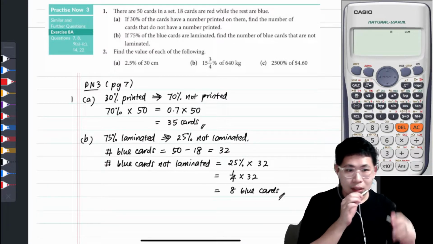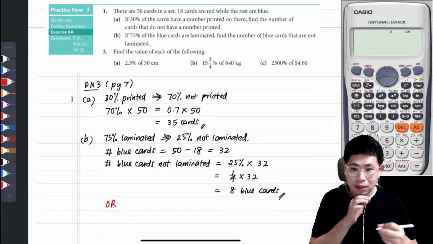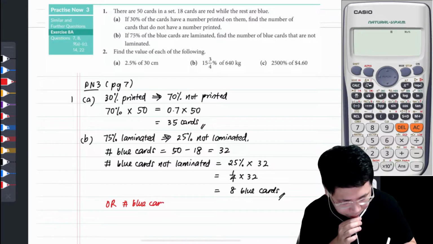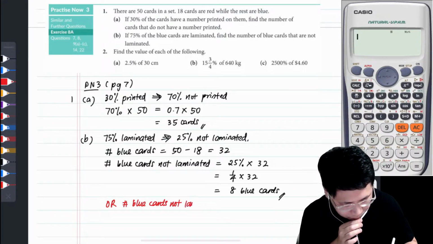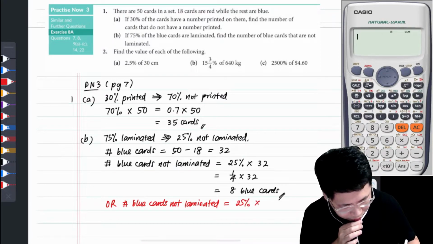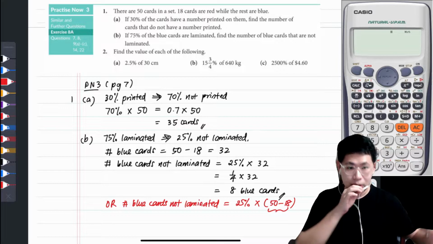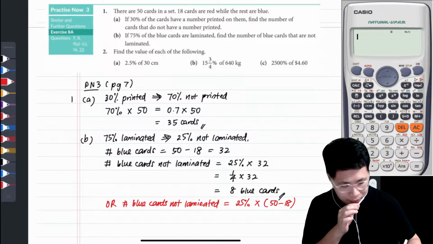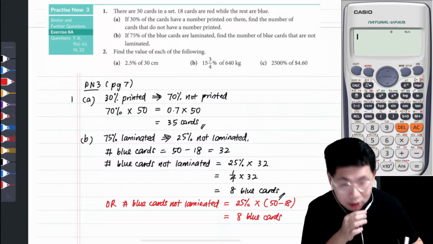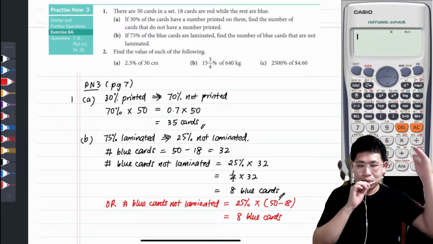Now the alternative working is actually like this. If you want to combine everything into one statement, we can just look for the number of blue cards not laminated, right? So what we need to do is find the 25% of. Blue cards is just 50 minus 18. So straight away you can do your calculation in one shot over here, if you know it. Here you can come to it, it's just 8 blue cards also. So it's just a combination of 2 steps into 1 step. You can do this, no issue, there's no need to split it up.